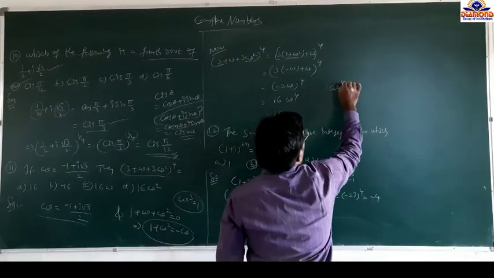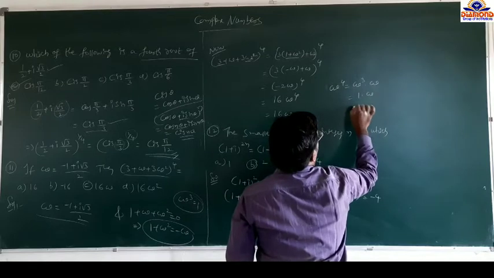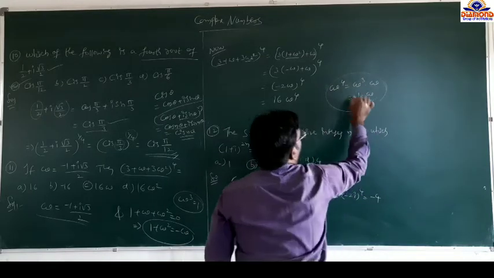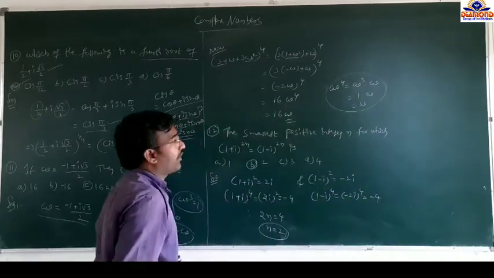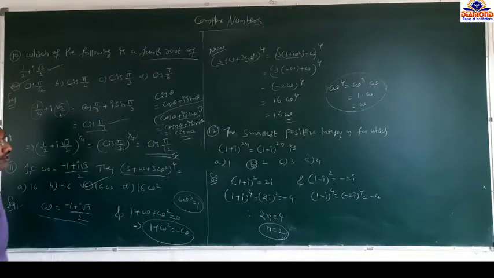So (−2)⁴ is nothing but 16 into ω⁴. ω⁴ equal to how to write? ω³ into ω. ω³ is 1, into ω is ω. So ω⁴ value is ω. So the final answer is 16ω. Option is C. Next one.